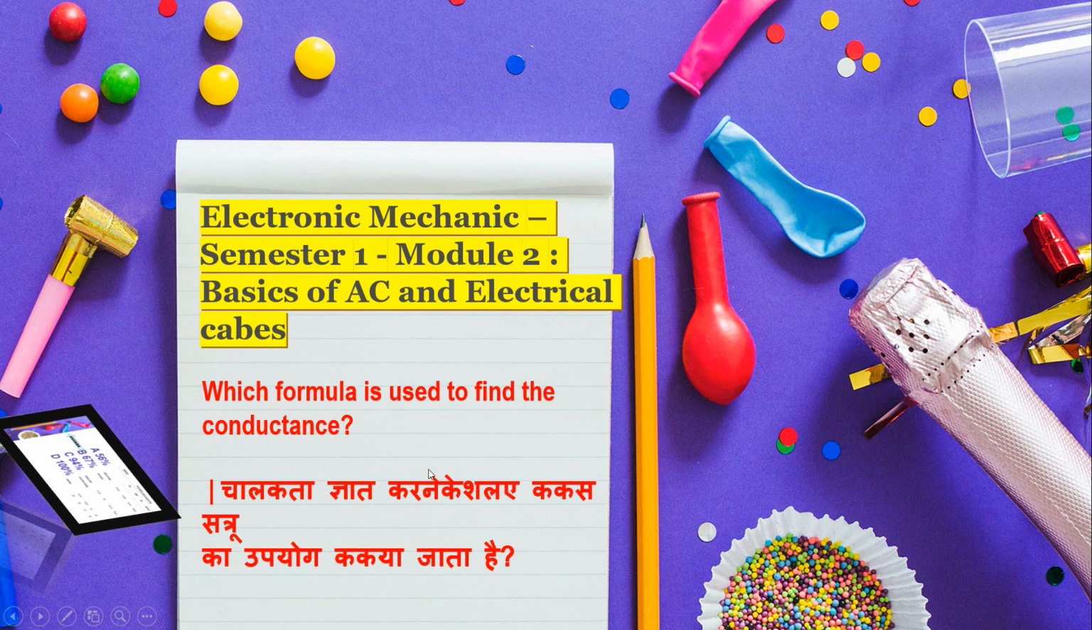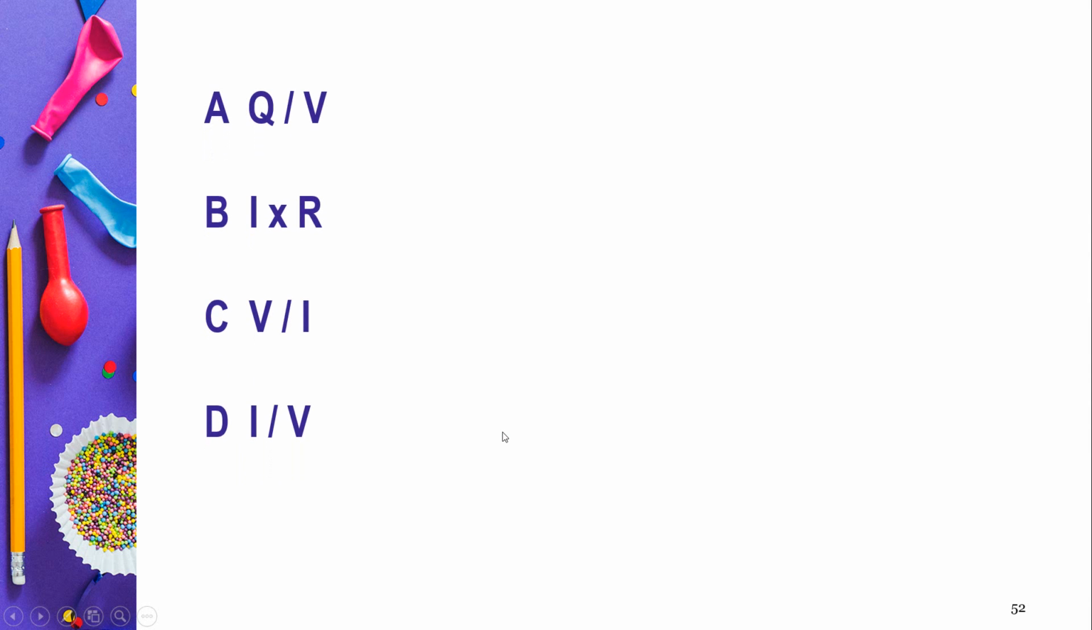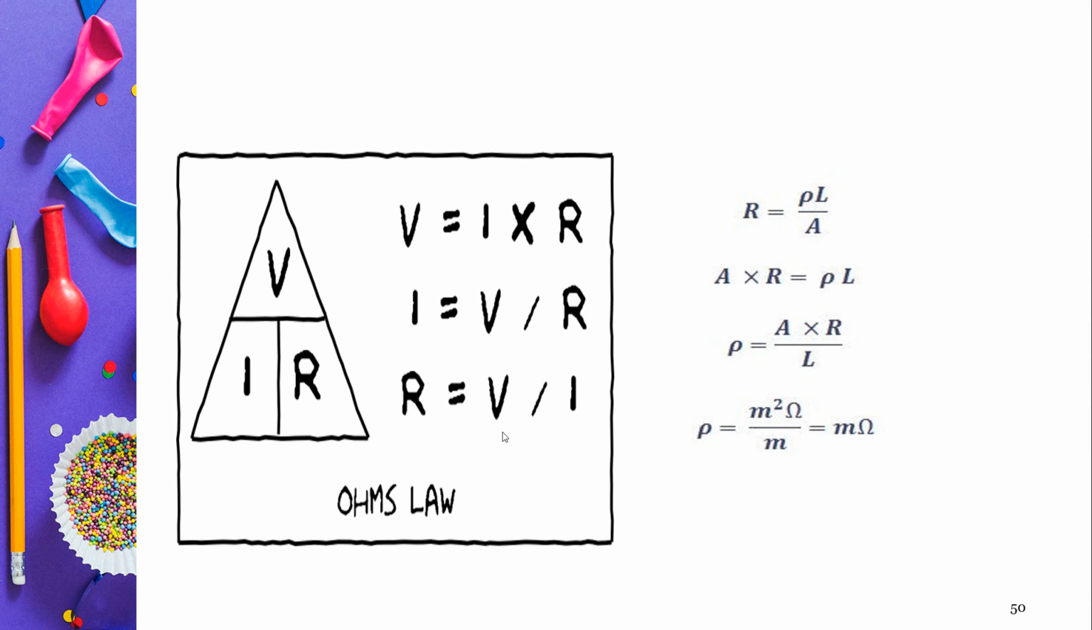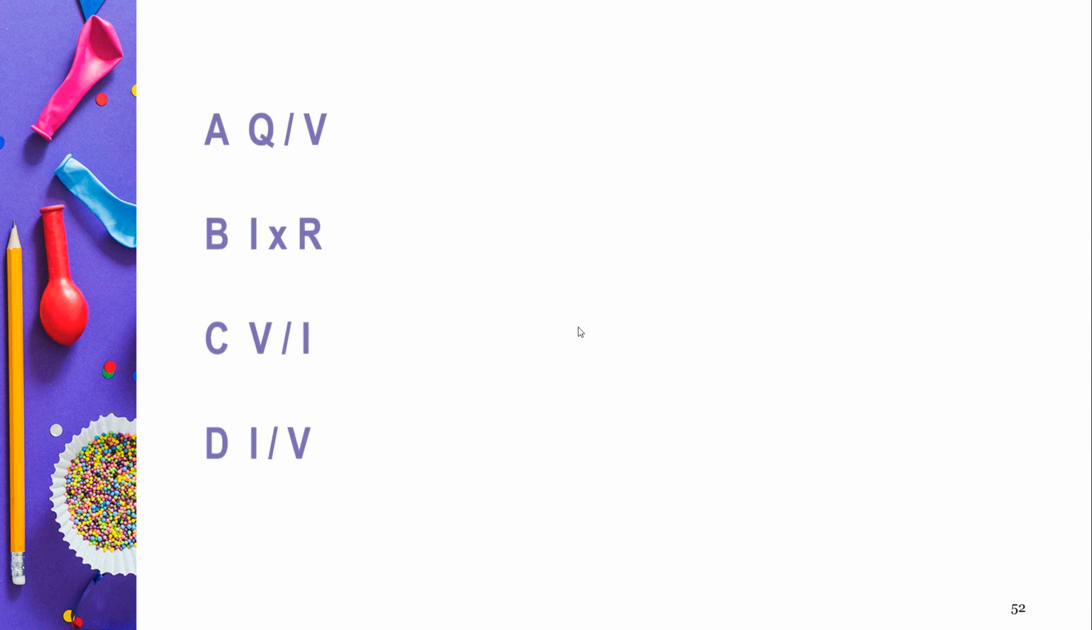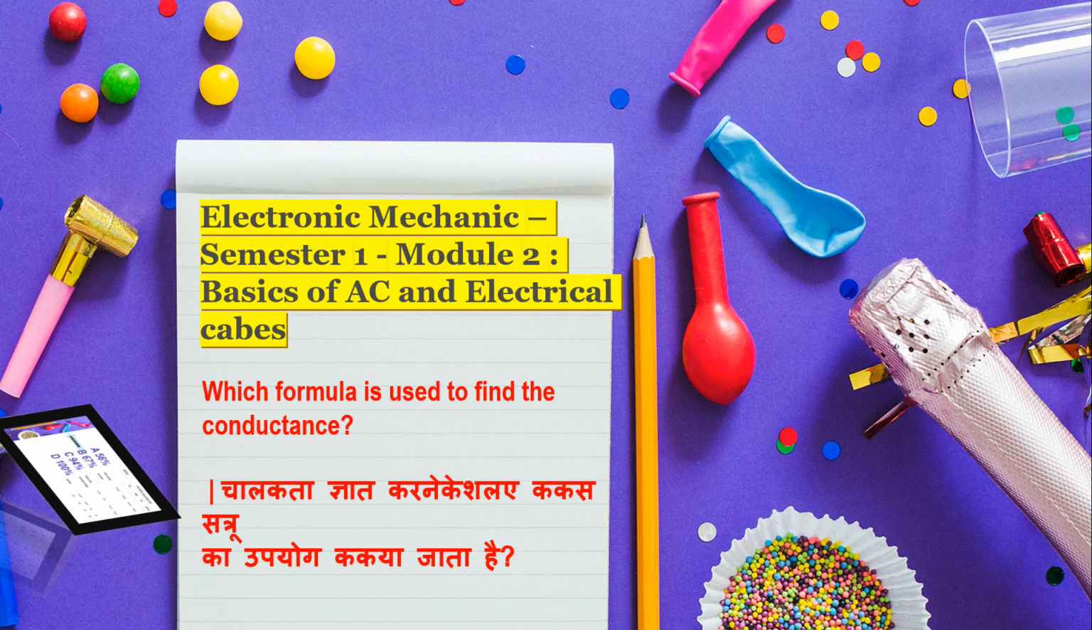Which formula is used to find the conductance? What is conductance? The reciprocal of resistance is the conductance. So what is the formula of current? I equals V divided by R. Here, 1 divided by R means conductance. The reciprocal of resistance is called the conductance.